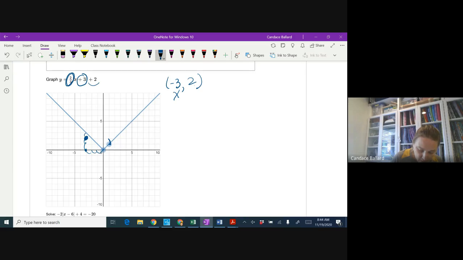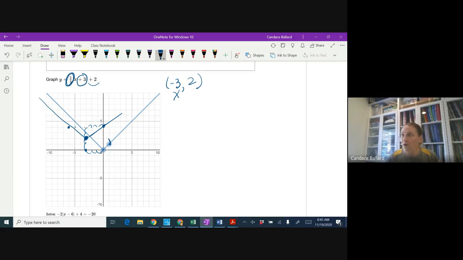So I'm going to count up 1, 2, and over 1, 2, 3 from this vertex point. And then I want to do that in the other direction too. Up 1, 2, and over 1, 2, 3. And there's my absolute value. That's what it should look like. If you go into the test and look at the answer key, it's totally wrong. I hand graded this one. So don't look at the answer that's in there. You're going to have to go back in and figure out what you did wrong.